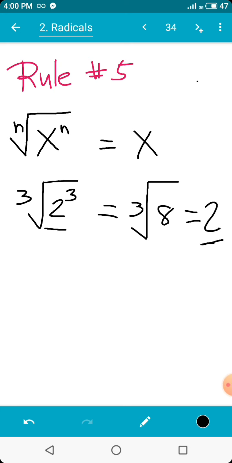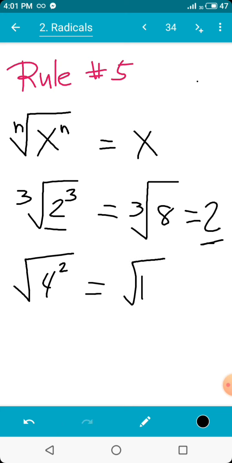Let's have another one. Let's say, square root of 4 squared. Okay? So, same sila na 2. So, 4 squared, that is square root of 16. And the square root of 16 is 4. So, yes, same sila ulit. Okay? So, that is rule number 5. Sa susunod na video, guys, magsisimplify naman tayo ng ating radicals at gagamitin natin yung mga pinag-usapan nating rules. Okay?